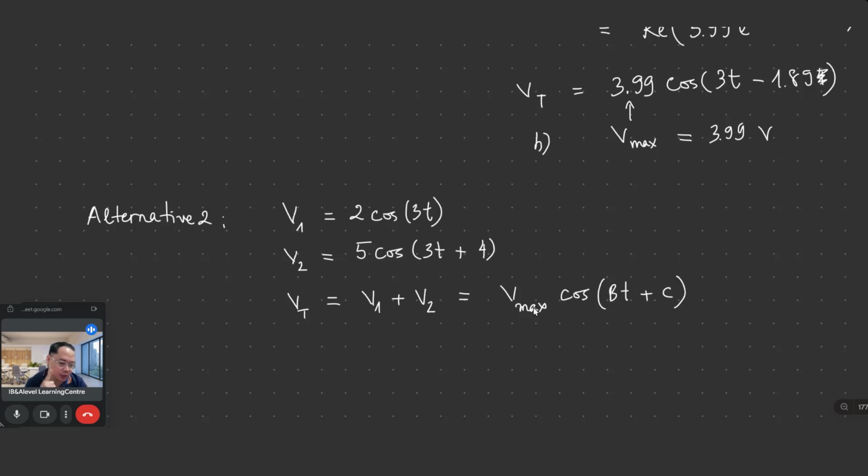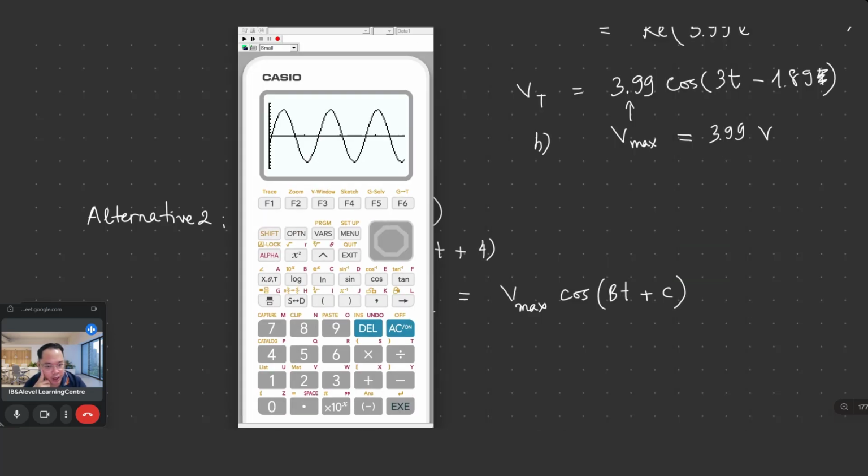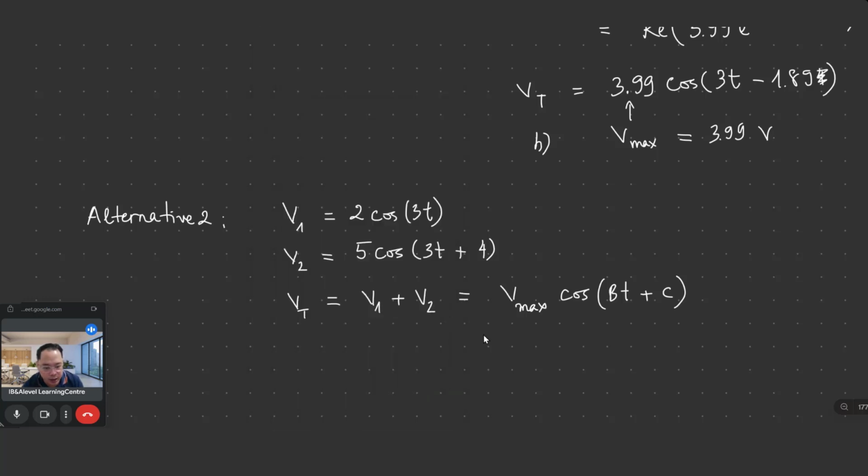To do that, firstly, the Vmax is very easy to find. We will find the maximum value of this function. Click on solve, and then choose the maximum, and it displays the maximum as 3.99. You see that it is exactly the same as the maximum value that we found using method 1.